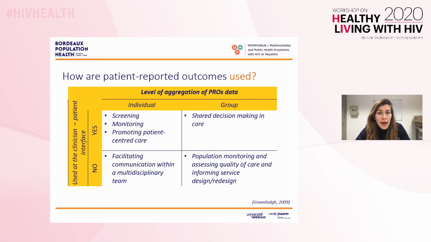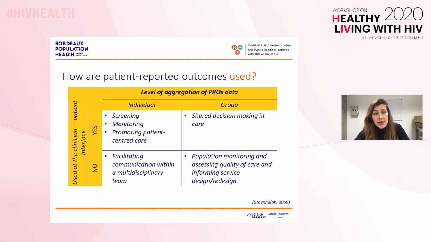So you may already be familiar with the use of patient-reported outcomes in clinical trials, as these measures were initially developed as secondary endpoints. However, today I will draw your attention to a different application of patient-reported outcomes, their use in clinical practice. So here, this taxonomy developed by Greenhalgh and colleagues shows us that patient-reported data can be used at the individual and the group level, and can also be used in the clinician-patient interface.